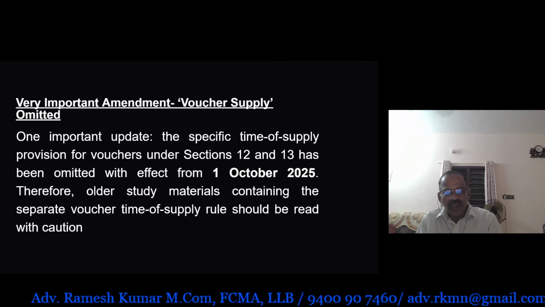So the easiest way to approach time of supply is to first identify the nature of supply, whether goods or service. Then identify whether it is forward charge or reverse charge. Then identify the relevant dates and apply the specific rule. Once you determine the time of supply, you know when GST liability arises.